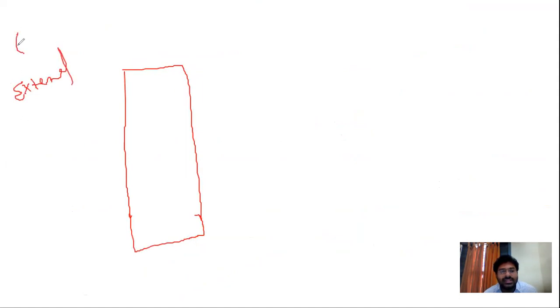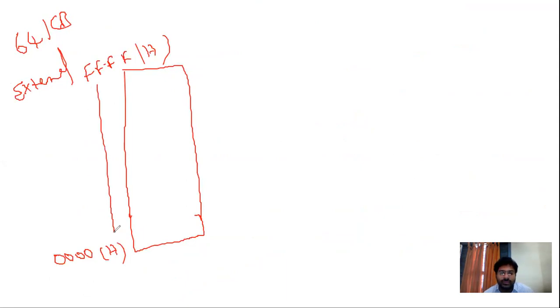External is nothing but 64 KB of memory. 64 KB memory means here 0000H to, remember the number, FFFFH, four Fs. This is 64 KB. This is 64 KB of the memory, the ROM.